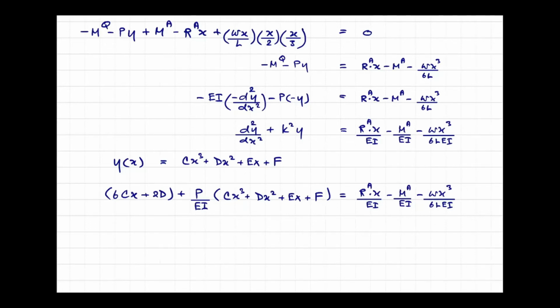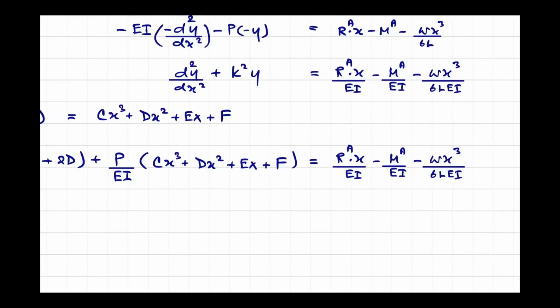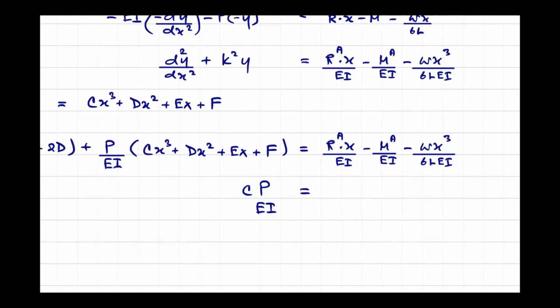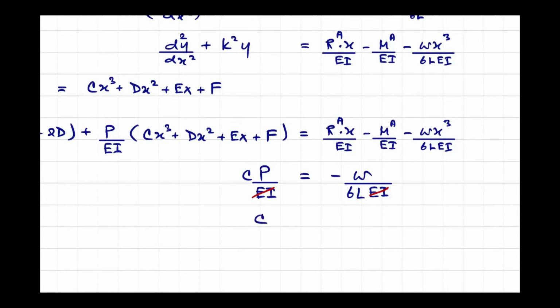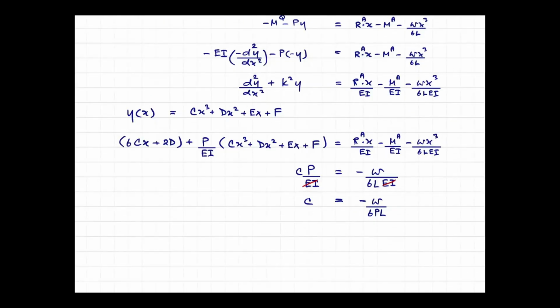So we equate the cube term first. C P over EI is equal to minus W over 6 LEI, and that makes your C equal to minus W over 6 PL. Now, the C term, we fix it.